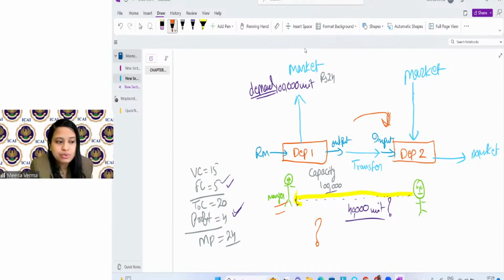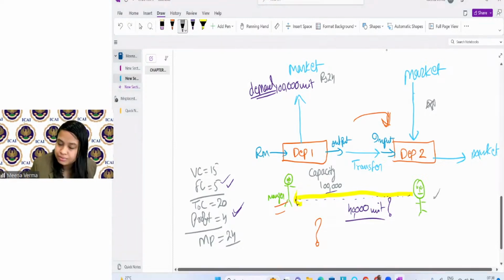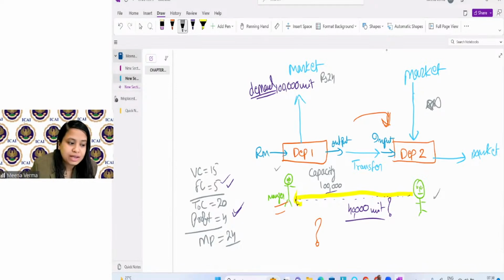This manager, Department 2, has no option. He can't buy the product from the outside market. You can see there is no market. While this manager has the capacity to sell the entire unit, whatever they are producing, in the market. And after selling the entire unit in the market, this manager is already earning profit. How much profit is he earning? You can see, he is already recovering the fixed cost and the profit.